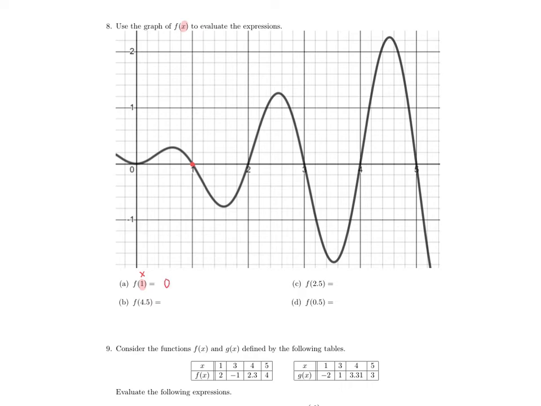Okay, let's look at part B. We want to know when x is 4.5, what is y? So we're going to go over to 4.5, right here. Notice we're not on the graph. In order to be on the graph, we have to go all the way up to here. Let's see how many dashes there are. There's 1, 2, 3, 4, 5. So this is like 1.2, 1.4, 1.6, 1.8, 2. 2.2 is here, so it's a little bit over that line. So let's say 2.25 would be the y value. So when x is 4.5, y is 2.25.